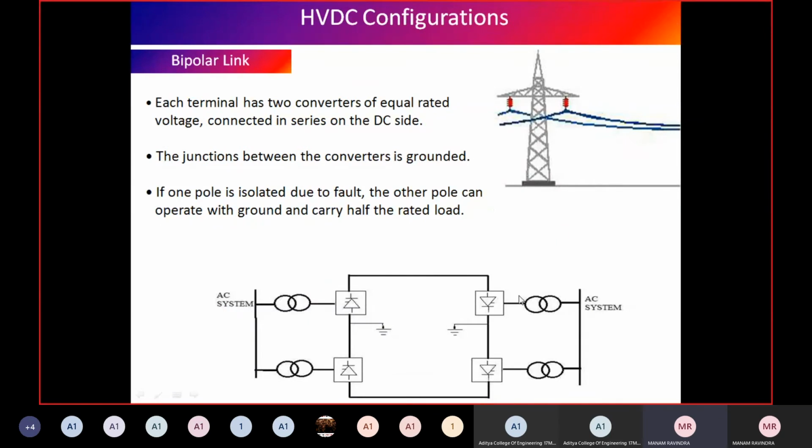Next, bipolar link, we have two conductors here. Each terminal has two converters of equal rated voltage connected in series. The junction between the two converters is grounded. If one pole is isolated due to a fault, the other pole can be operated with ground and carry the rated load. This one we call one pole, and this we call the other pole. If one pole is isolated, the other pole can be operated.